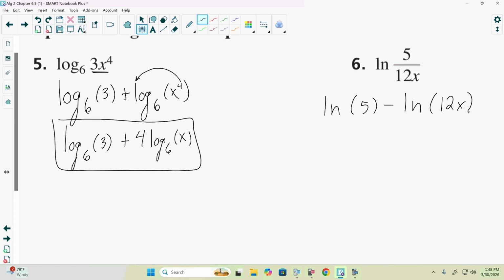Now we do have a product in one of them, yes? Because the second one, the 12 and the x, are being multiplied together. So according to the product property, I can rewrite this as the natural log of 12 plus the natural log of x.